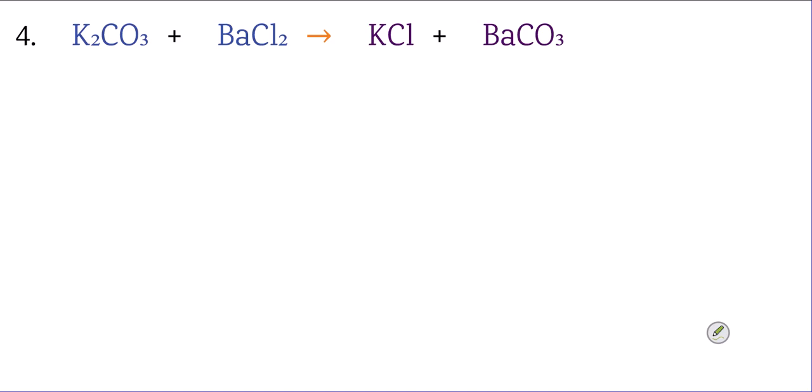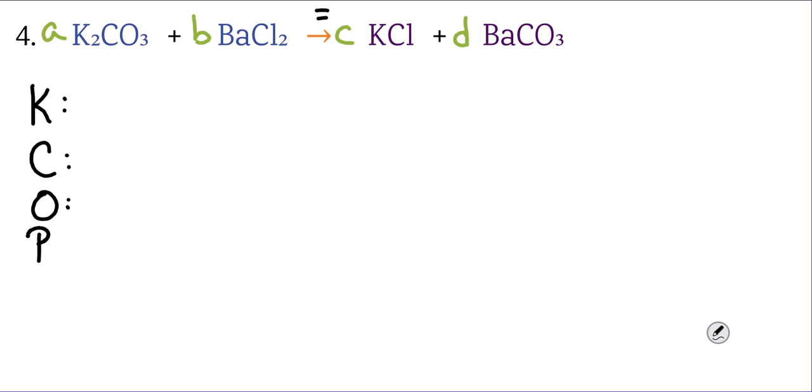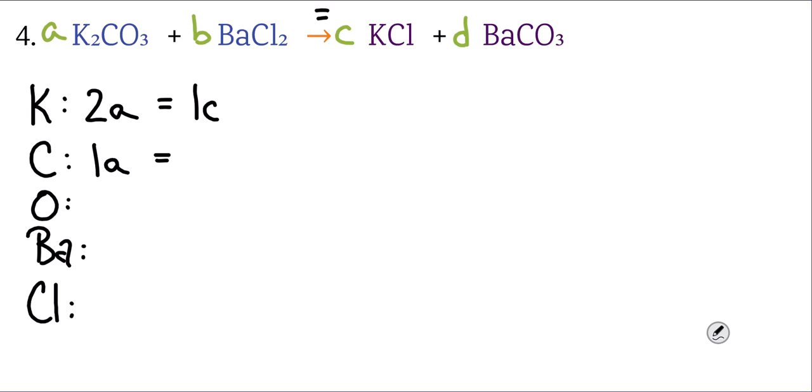We're going to balance this using the algebraic method. First, put down variables A, B, C, and D because we have 4 chemical species. We're going to create linear equations based off the quantity of each atom type on each side: potassium, carbon, oxygen, barium, and chlorine. Our equal sign in our linear equation will show up where our yield zero is.